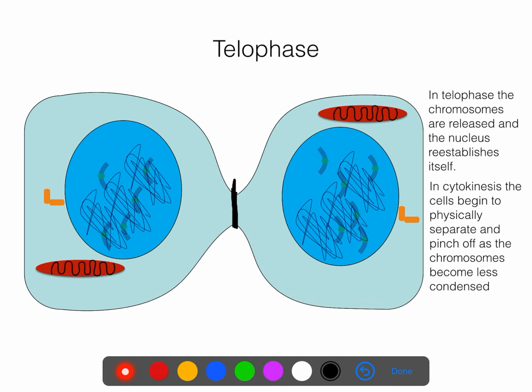At this point, the chromosomes within the newly formed nuclei uncondense back into their normal state, and the organelles are remade. So you put the Golgi and the endoplasmic reticulum and everything like that back together. This process of the cell physically dividing into two is called cytokinesis.